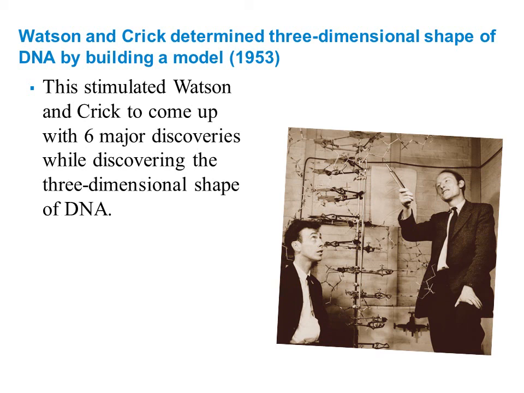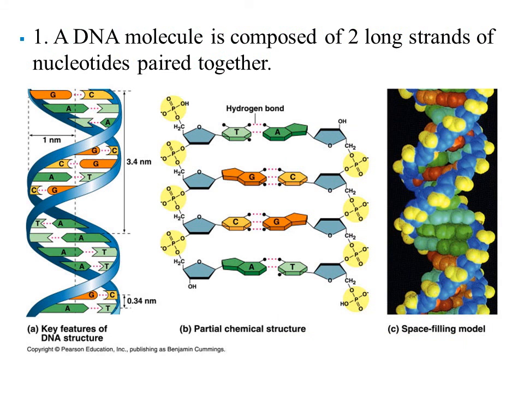Now, from this debacle, Watson and Crick subsequently won the Nobel Prize. They created a three-dimensional model of the DNA molecule in 1953. They subsequently came up with 6 discoveries while creating this three-dimensional model. The first discovery was that a DNA molecule is composed of 2 long strands of nucleotides paired together by hydrogen bonds.